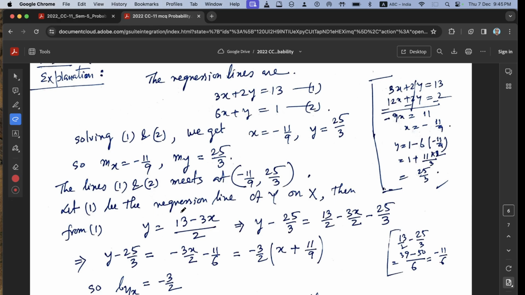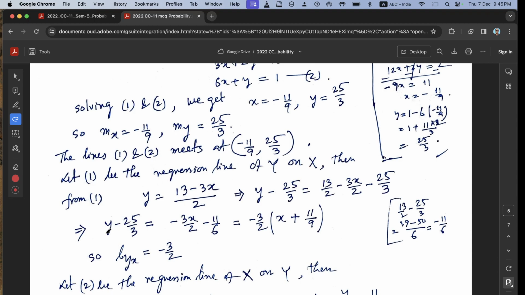Let equation 1 be the regression line of y on x. Then from 1 we can write y equal to (13 minus 3x) by 2. Now y minus my, so the value of my is this, so y minus 25 by 3 is equal to 13 by 2 minus 3x by 2 minus 25 by 3. After simplification we get y minus my equal to byx bracket x minus mx. So byx, the regression coefficient of y on x, equals minus 3 by 2.